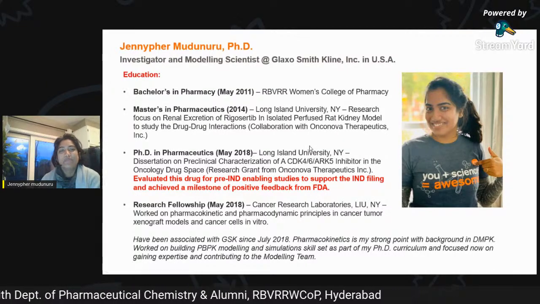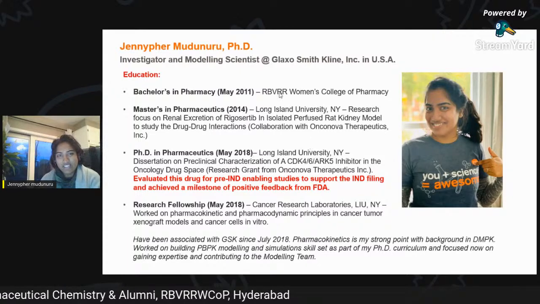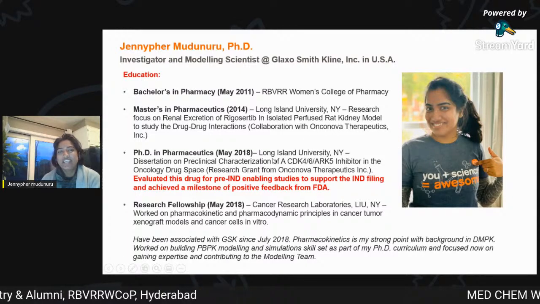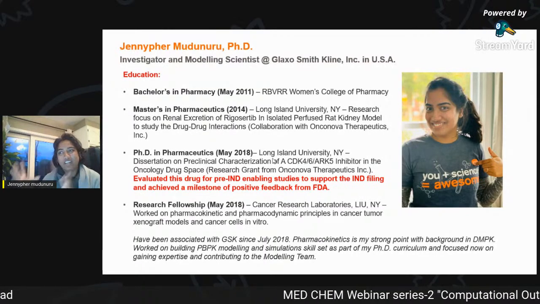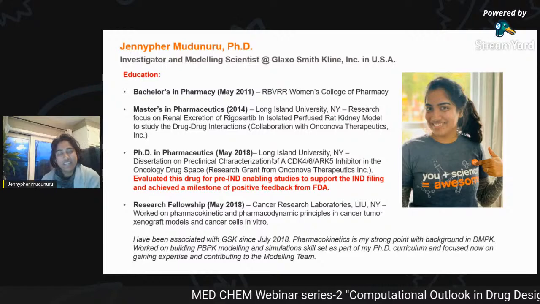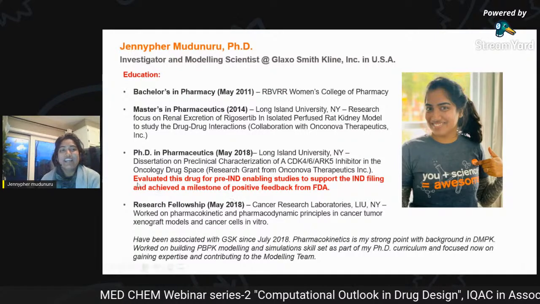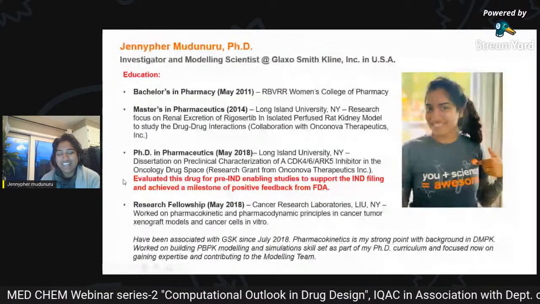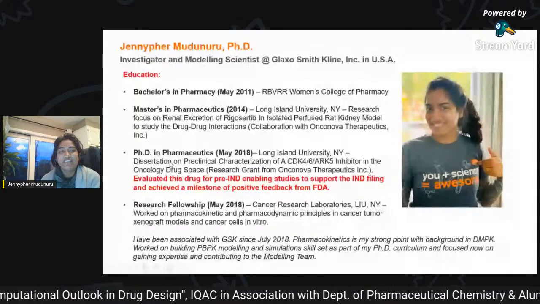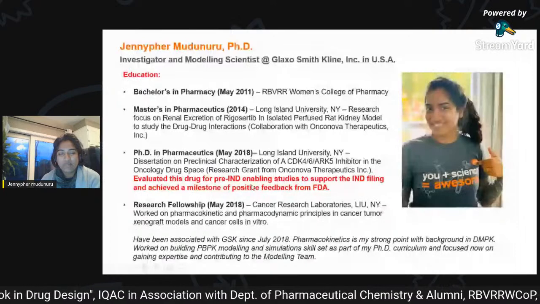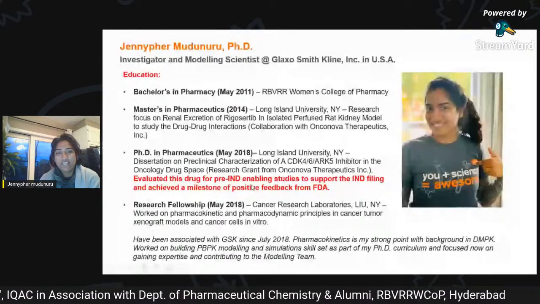Did a company-based project with isolated perfused kidney models, where you separate the kidneys from the animals, you run it in an in vitro system, and you get the data. So, with that love for pharmacokinetics, I continued pursuing my PhD in the same place with a grant from Onconova Therapeutics. It's a small pharma company.